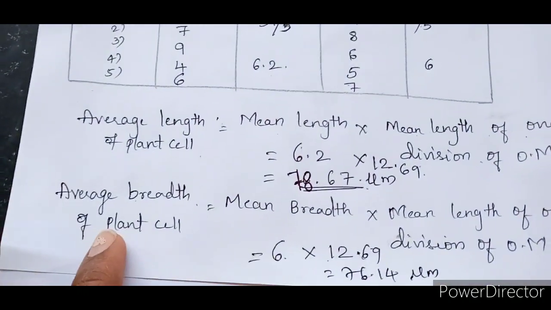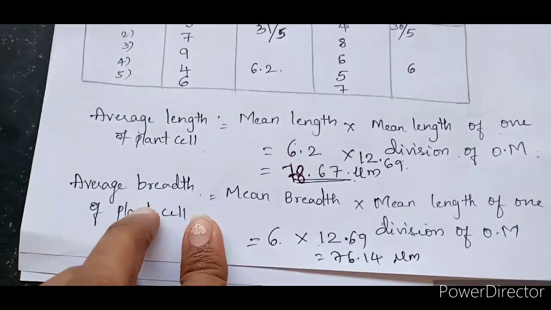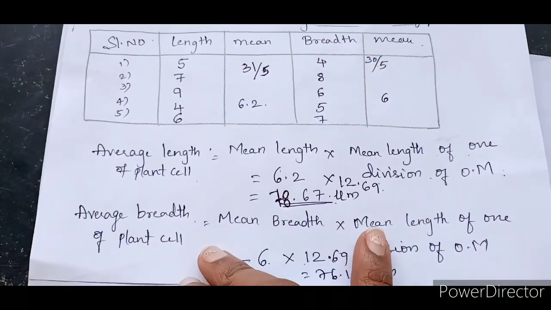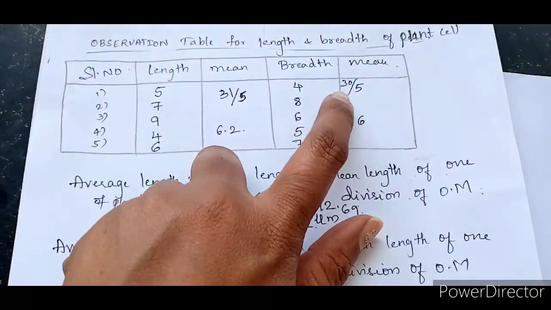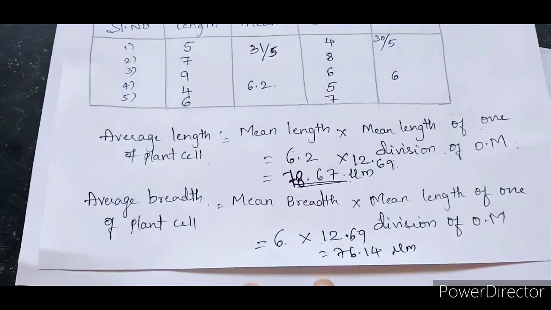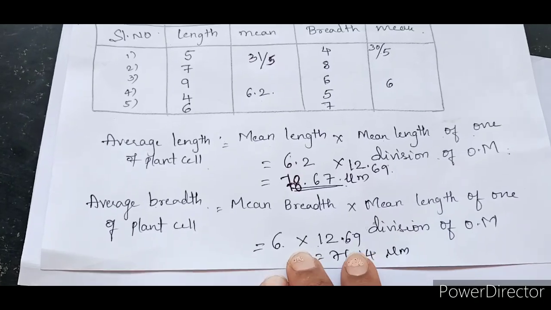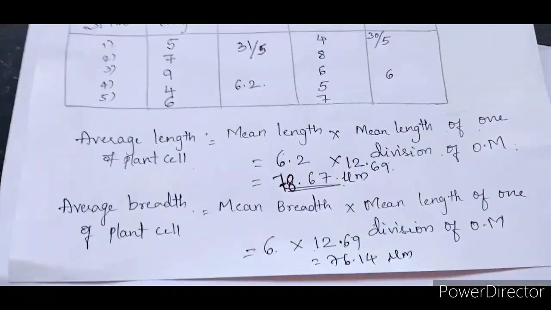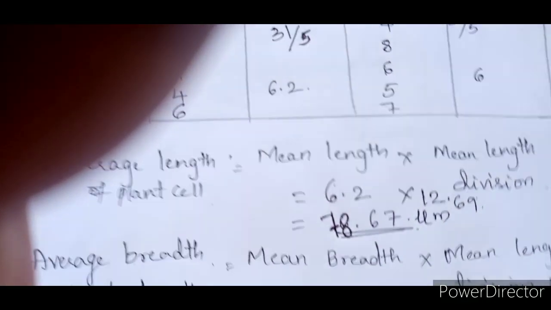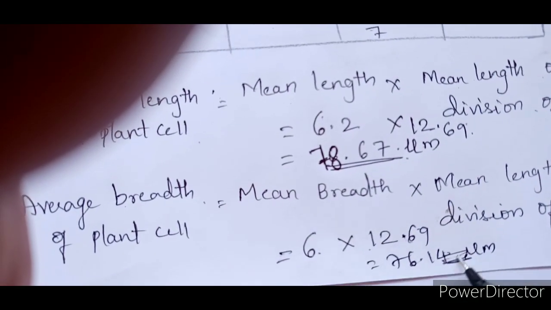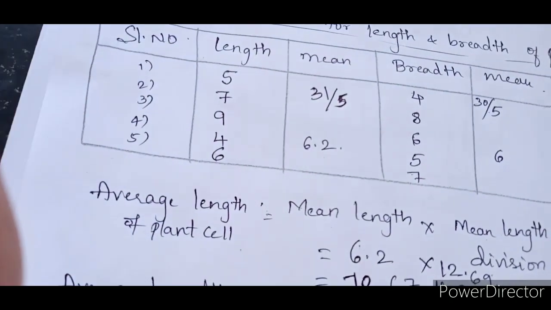The average breadth of the plant cell also has a formula, that is mean breadth into the mean length of one division of the ocular micrometer. This mean breadth is 6 and 12.69. That we get as 76.14 micrometer. This is all about the experiment.